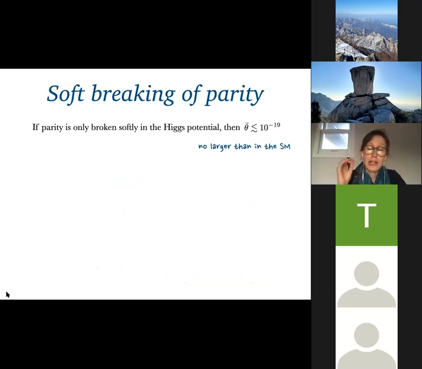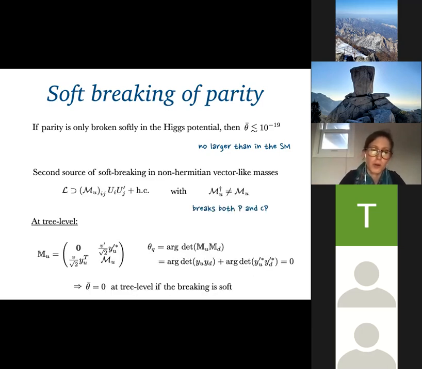Okay, so let's now move on to discuss what happens to theta bar beyond tree level. Once parity is broken, let me focus first again on what happens when parity is broken softly. If parity is only broken softly through a mass term in the scalar potential, that amounts to breaking P without breaking CP. And in this case, the correction to theta bar will be no larger than in the standard model. In this case, there are no new phases, and moreover, there are some additional cancellations because parity is restored above the scale v prime.